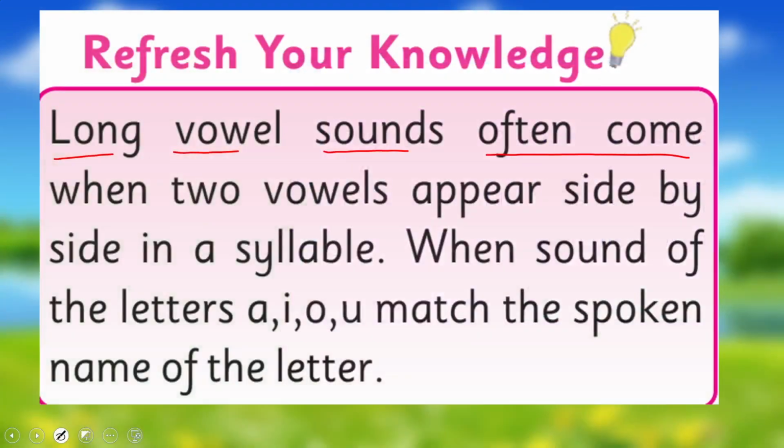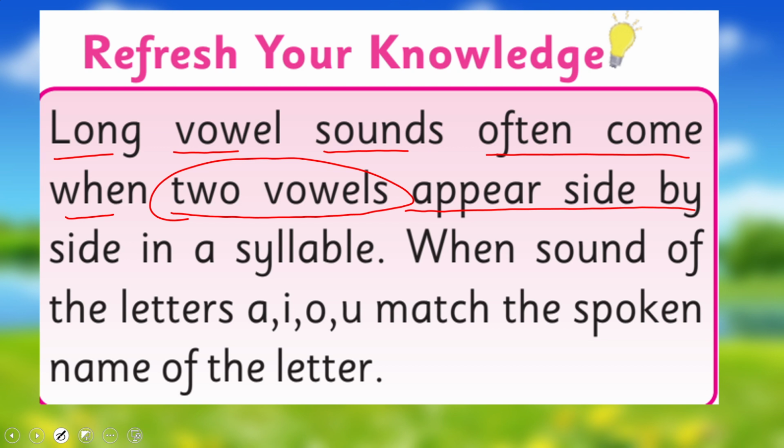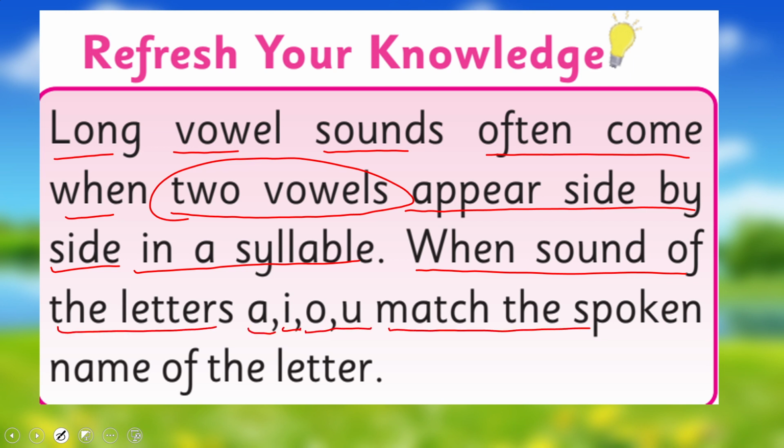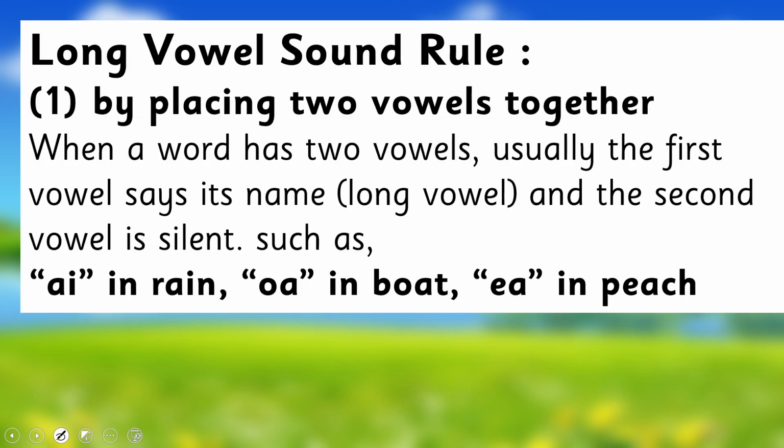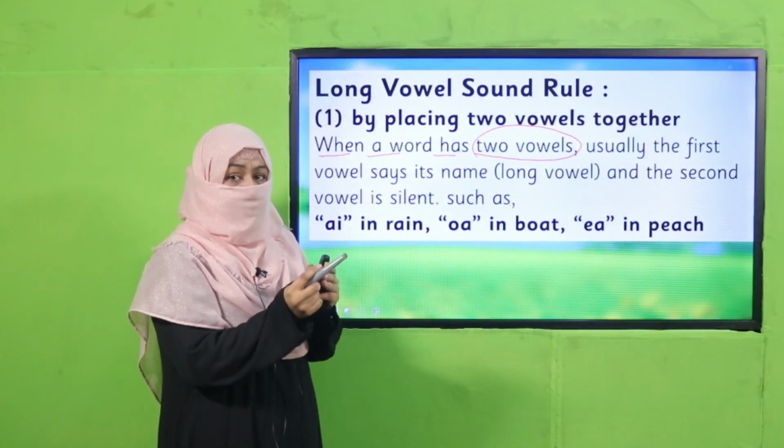Long vowel sound often comes when two vowels appear side by side. Means there are two vowels, they are coming together in a syllable, when the sound of the letters A, E, I, O, U matches the spoken name of the letter. So the rule is when a word has two vowels. Now you identify there are two vowels, they are coming together.